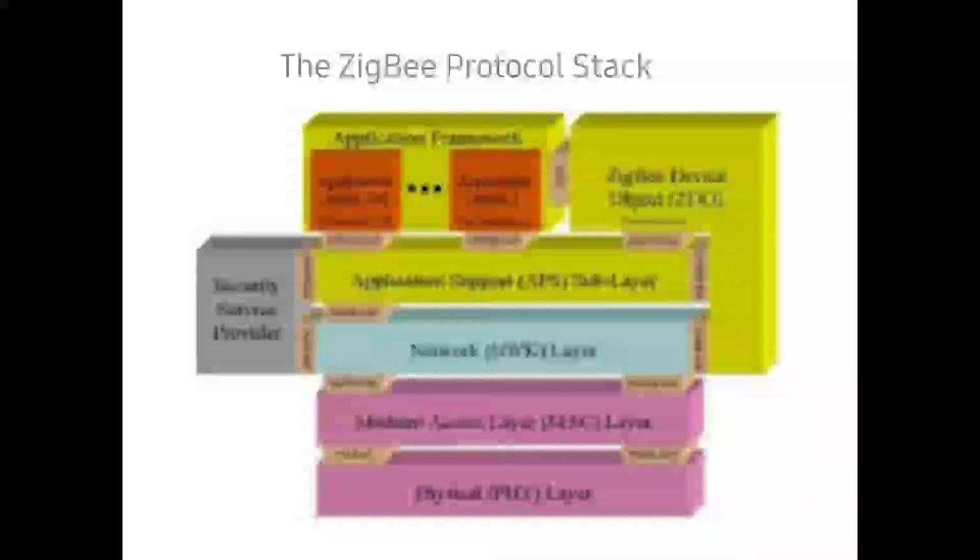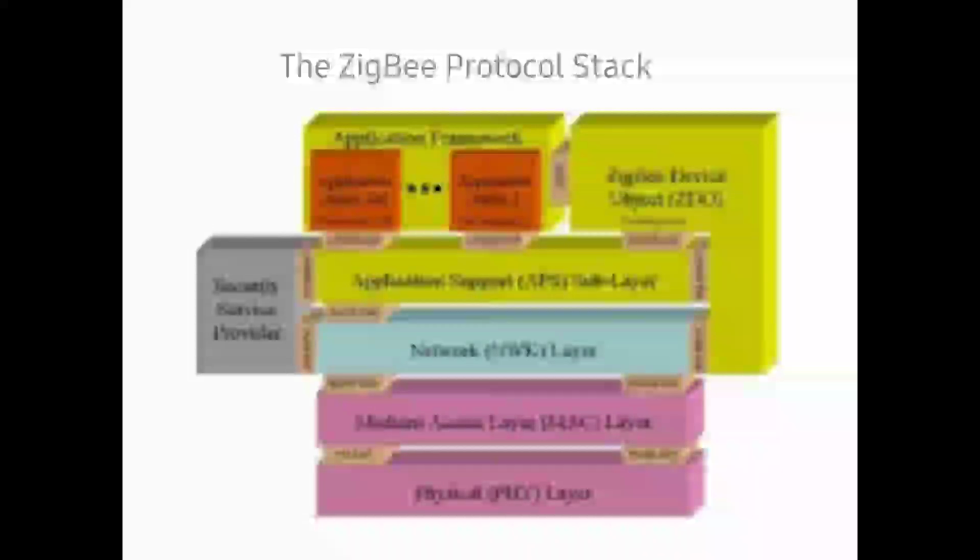Physical layer provides the interface to the physical transmission medium. The physical layer consists of two layers that operate in two separate frequency ranges. The lower frequency physical layer covers both the 868 MHz European band and the 915 MHz band used in the United States and Australia. The higher frequency physical layer, 2.4 GHz, is used virtually worldwide.